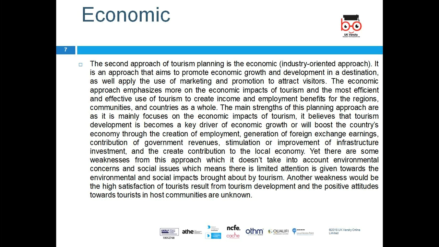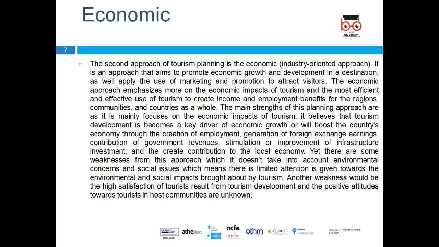This approach aims to promote economic growth and development of the destination, and applies marketing and promotion to attract visitors. The economic approach emphasizes the economic impact of tourism, the efficient and effective use of resources to create income and employment benefits. So we really want local income, local people, local goods, local culture, local traditions, local products we can sell, creating a contribution to the local economy.